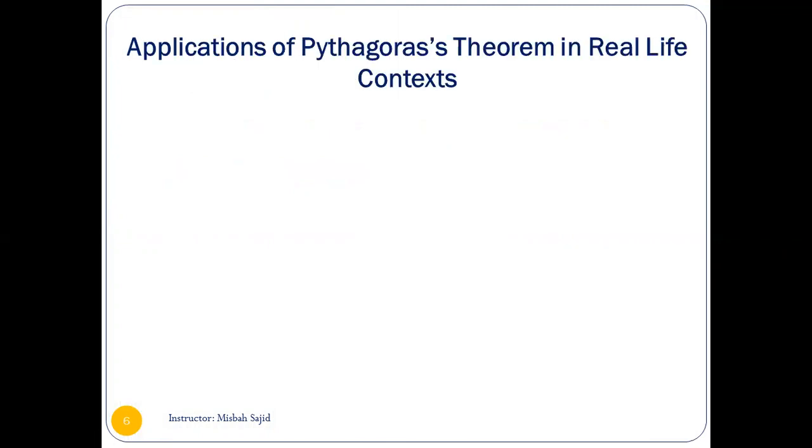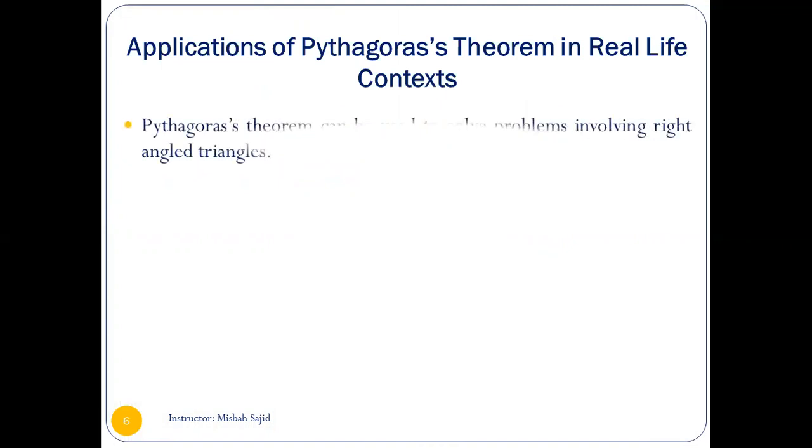Okay, so applications of Pythagoras theorem in real life context. As you all know, Pythagoras theorem can be used to solve problems involving right angle triangles, where we have two known sides of a right angle triangle and we need to find one unknown. There we can use Pythagoras theorem, and it is only applicable on right angle triangles.